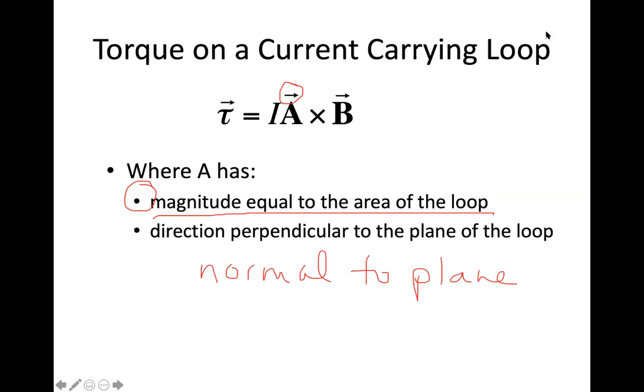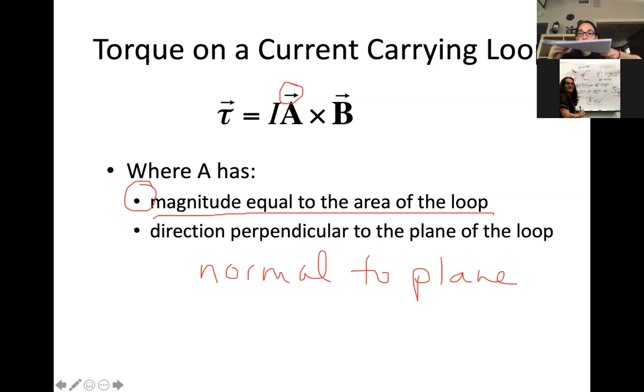Okay. All right, so here's our loop. It's flat on your table. So which way is the direction of this area vector pointing? Well, it's either going to point up, normal to the loop, or it's going to point down, normal to the loop. It's not going to point along the loop. It's going to point either up or down. And how we're going to determine that is we're going to follow the current around. If the current flows around clockwise, curl your fingers around clockwise, and that area vector will point up.